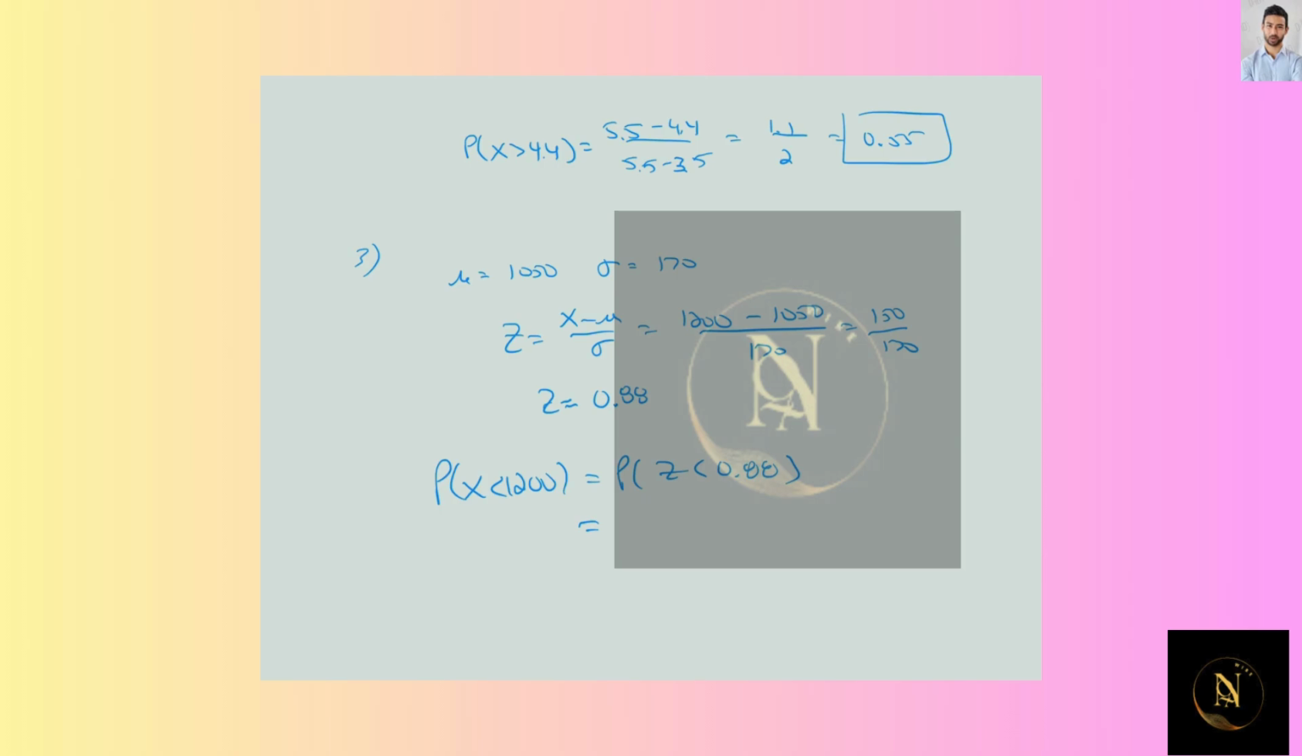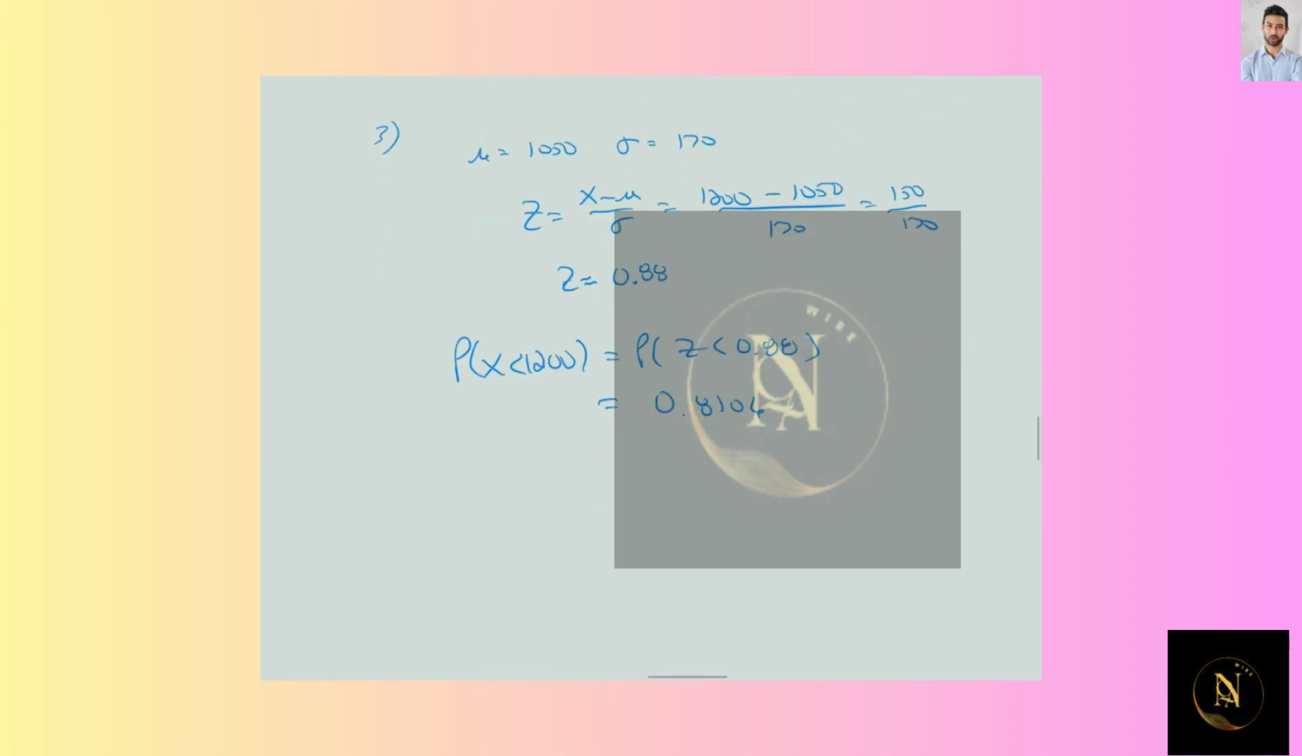So if we look up 0.88 in the z table, and it reads to the left, we get 0.8106, which would be about 81.06%, or roughly 81% of the trainees earn less than 1,200 per month.